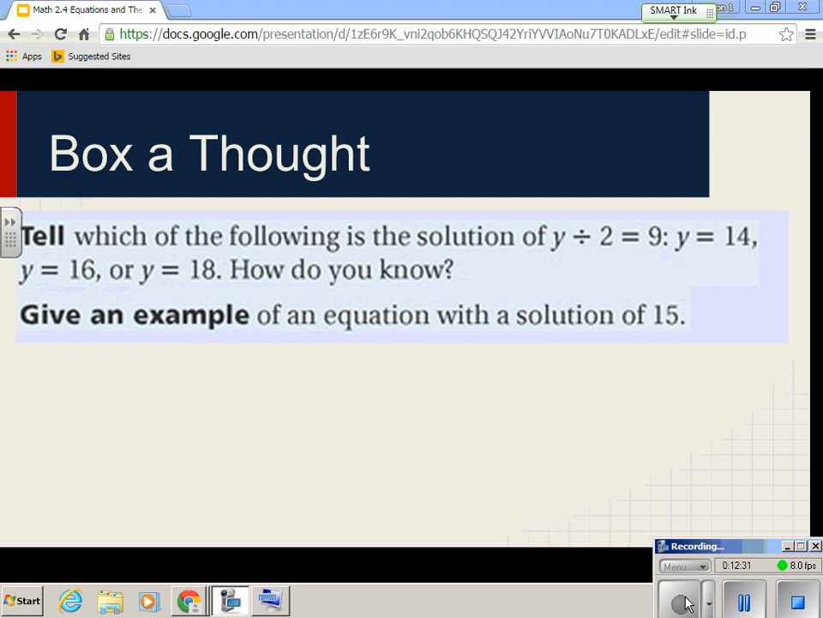And then finally, give me an example of an equation which a solution would be 15. So what two numbers would you add, subtract, multiply, divide to equal 15? Or you can create a longer problem if you want to challenge yourself to that. When you're done, box it off, label it, and you're ready to move on to the quiz. So pause this until you're ready for the quiz.